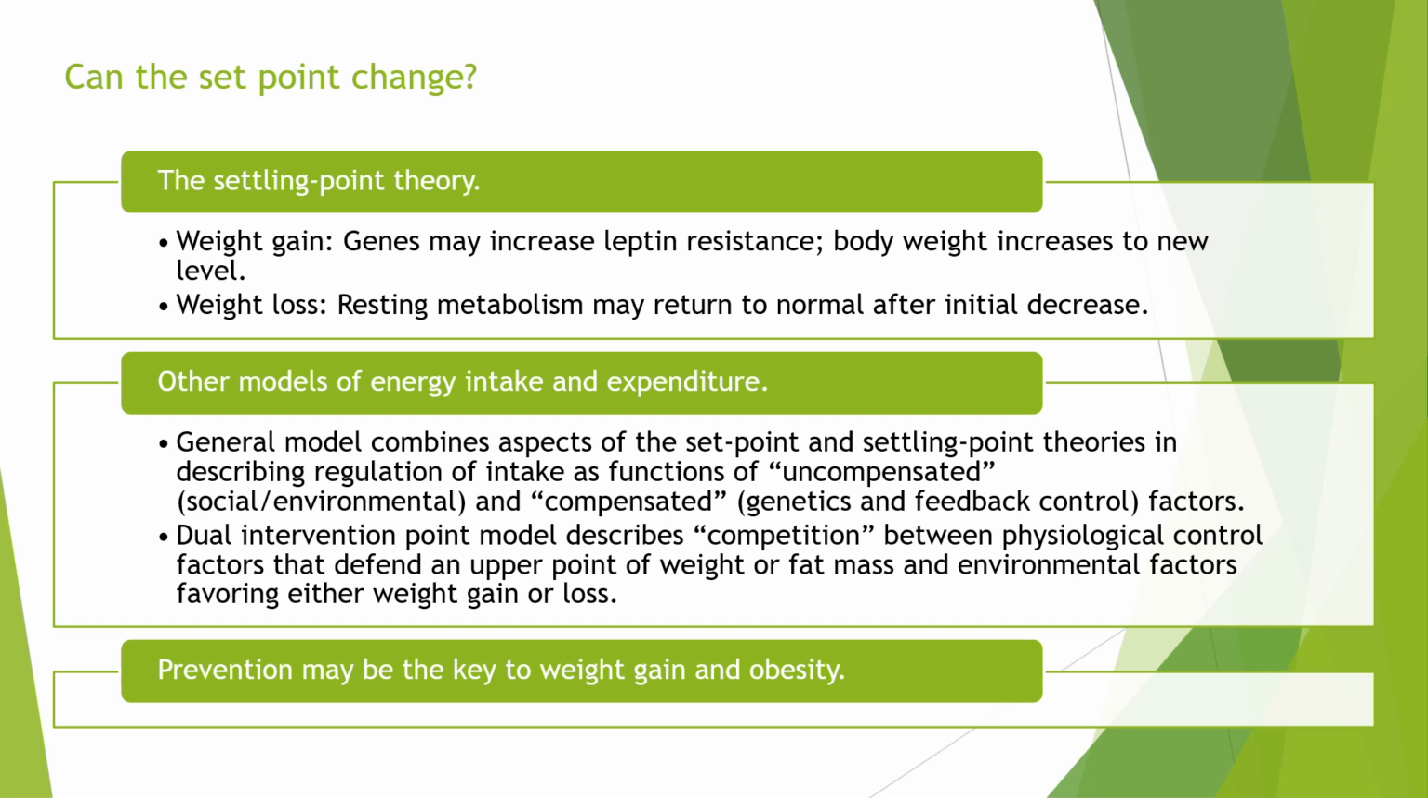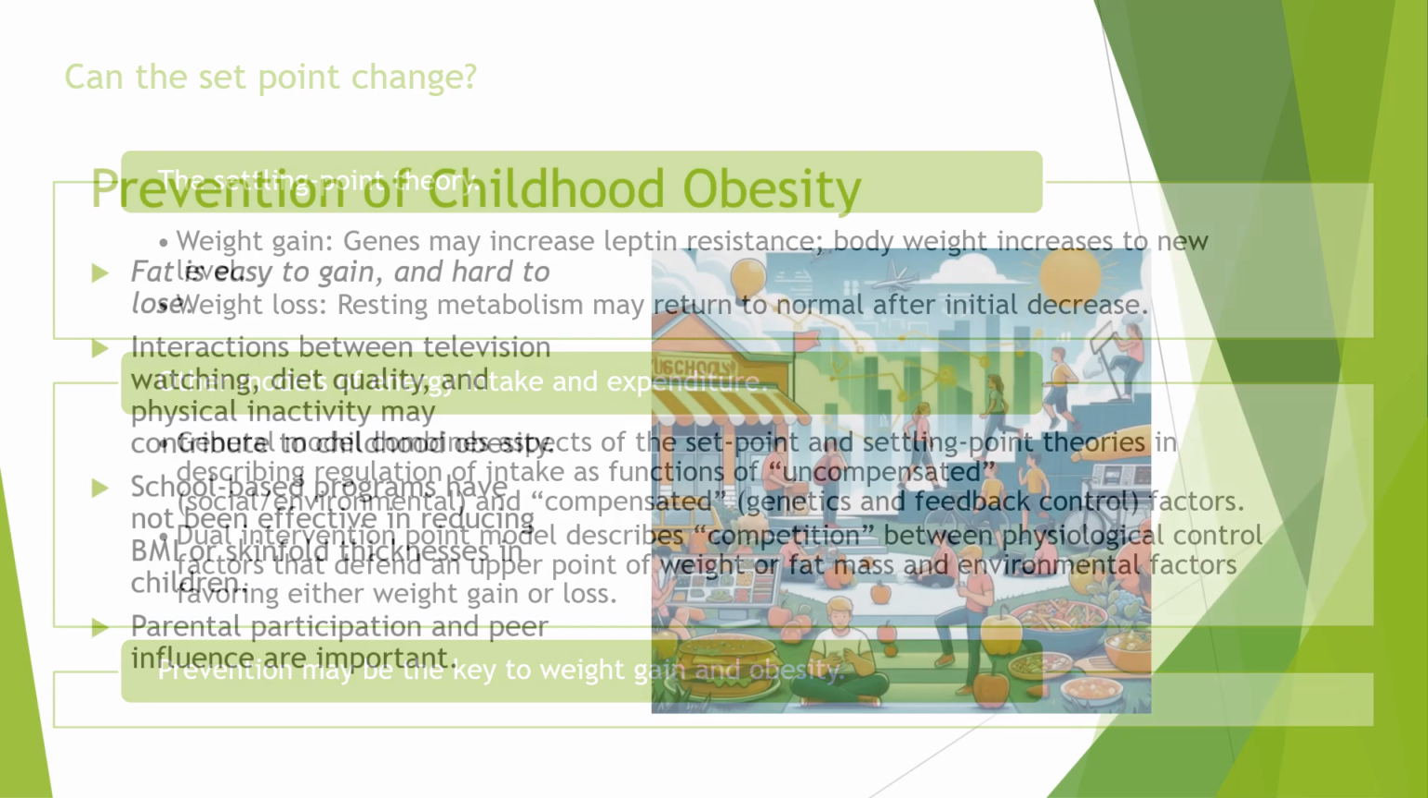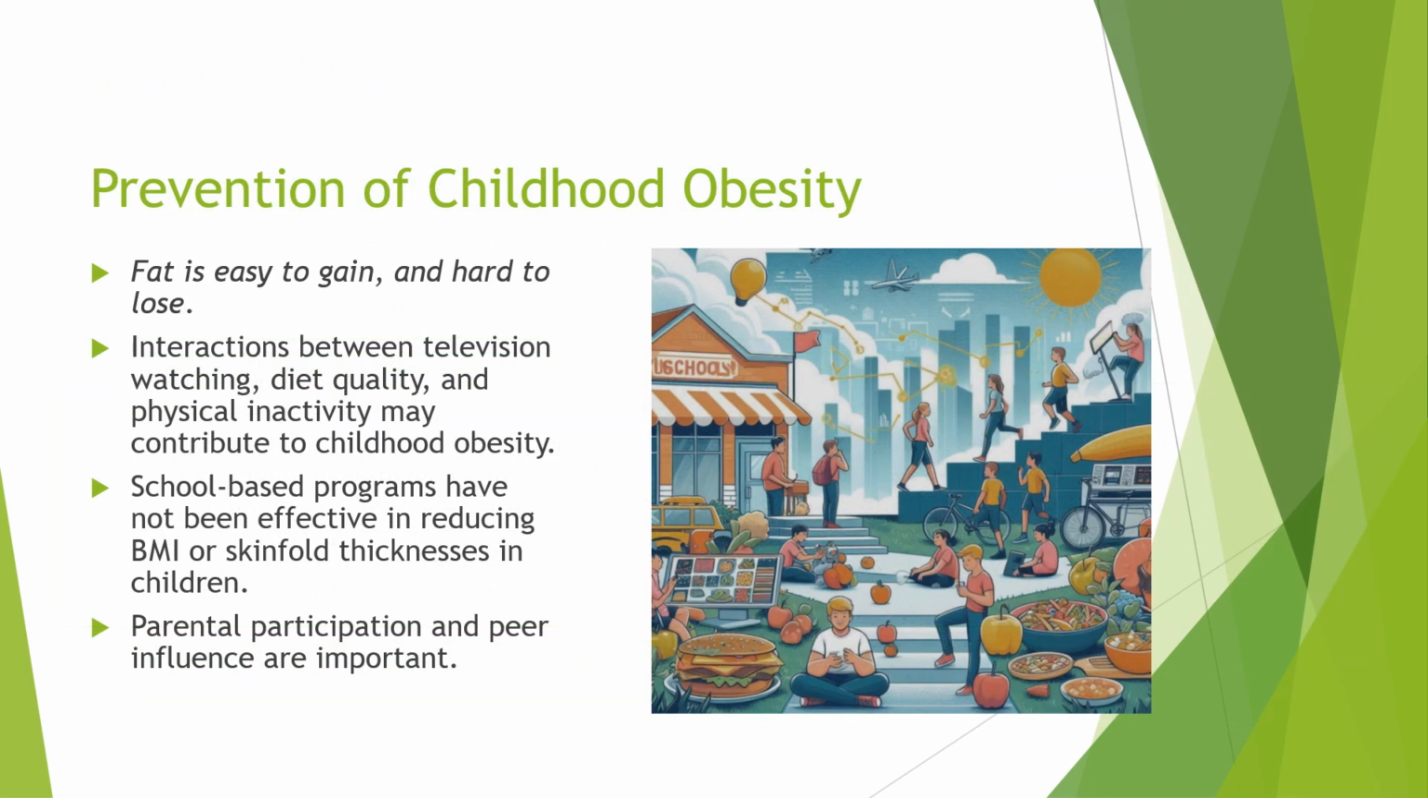So preventive measures are crucial in managing weight gain and preventing obesity. By addressing both genetic predispositions and environmental influences, it is possible to maintain a healthy weight and avoid the negative health outcomes associated with obesity. Prevention of childhood obesity is indeed a multifaceted challenge. Here's a deeper look into each of the points.